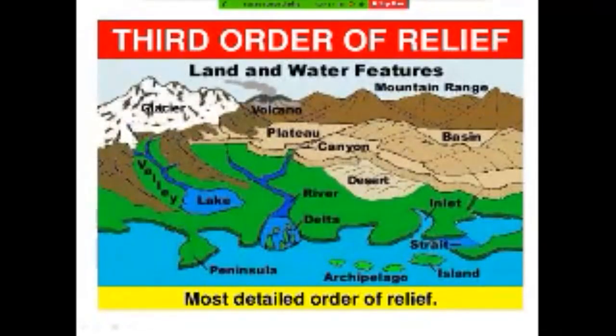Third order of relief features, land and water features. Here we find glacier, valley, lake, volcano, plateau, canyon. The world famous canyon is the Grand Canyon of Colorado, which is in North America. Desert, the largest desert in the world, Sahara. River, delta, peninsula, archipelago, island, strait. A strait is a passage or way in between two lands, and an inlet is a small inlet of water between two lands. And this is the basin and mountain range. These all come under the third order of relief.